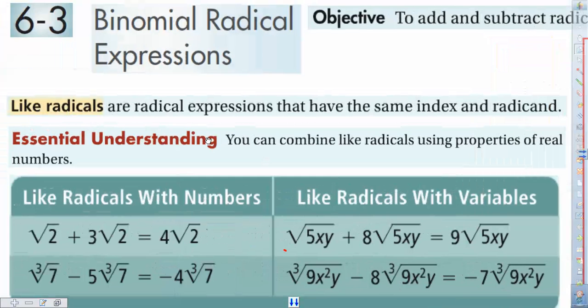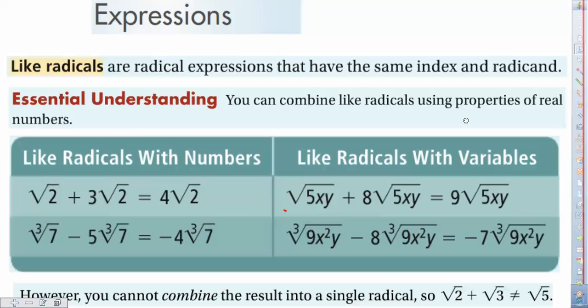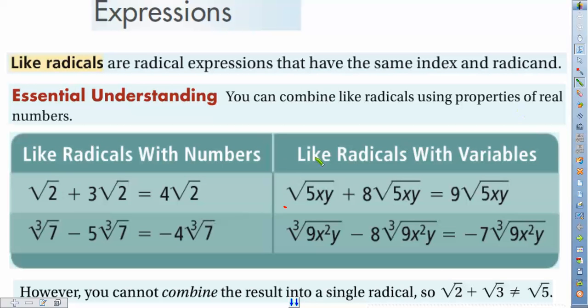Like radicals are radical expressions that have the same index and radicand. Lots of lingo there, but here's what we're talking about. Same index, and the index here would be this right here. See how they both have a 3? In order for you to be able to add them and combine, because remember in the math biz, combine always means add, they also have to have the same radicand, which is the number underneath the radical symbol.